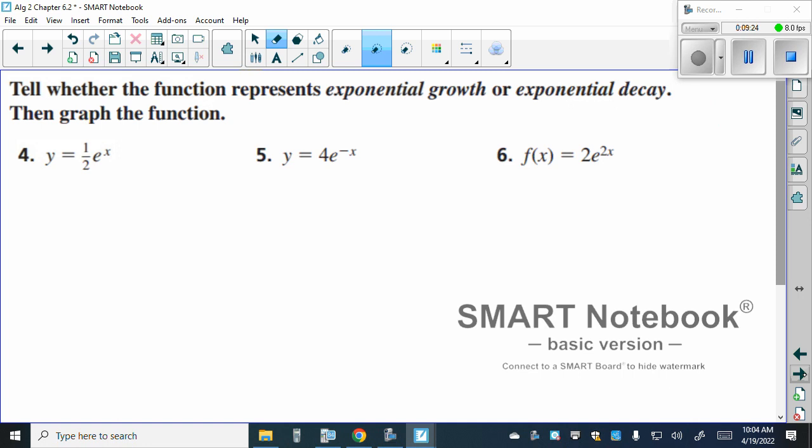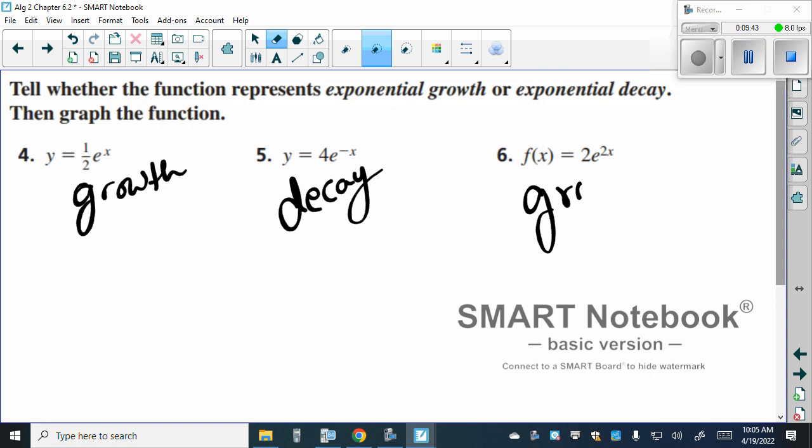So number 4 would be growth because the exponent is positive. How about number 5? Decay because the exponent is negative. How about 6? Growth because it is positive. That's it.